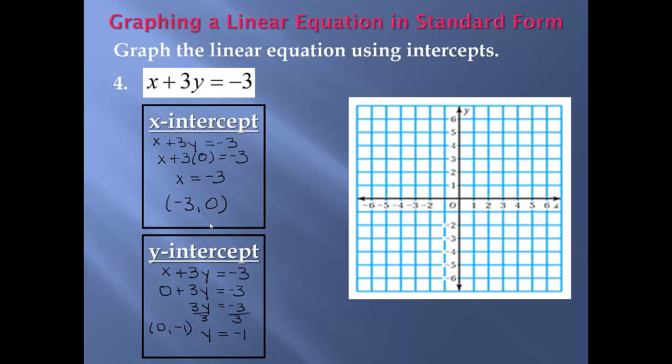Now we'll go ahead and graph these two ordered pairs. First we can do negative 3, 0. So we start at 0, 0. We would go over to negative 3, and then we don't go up or down at all. And then we can graph the y-intercept at 0, negative 1. So we are at 0, and then we go down to negative 1. And now we can graph our line.